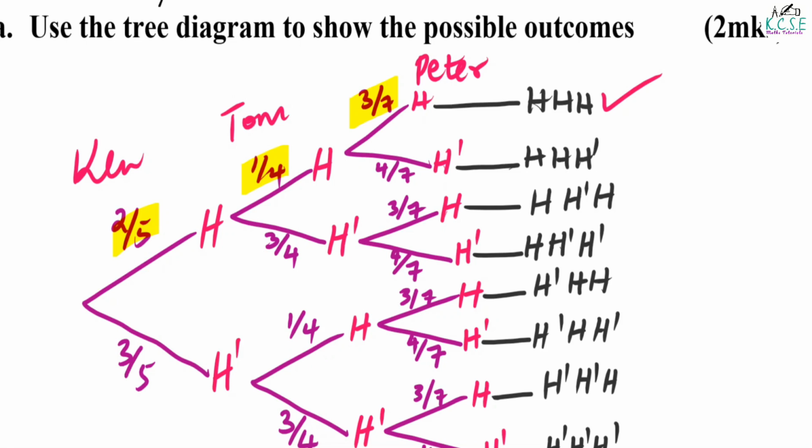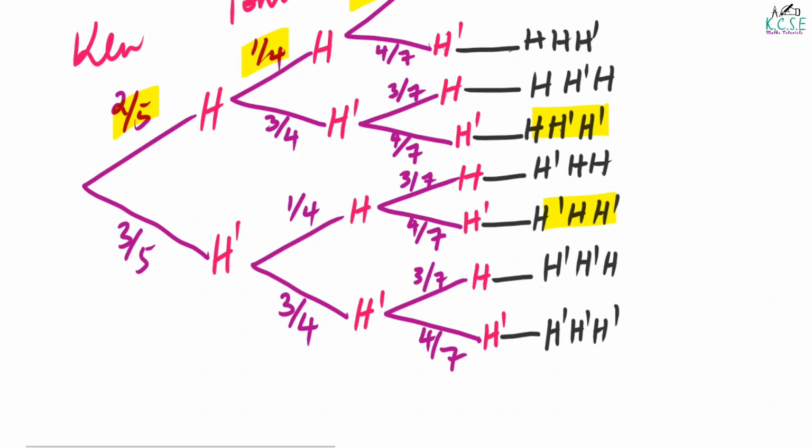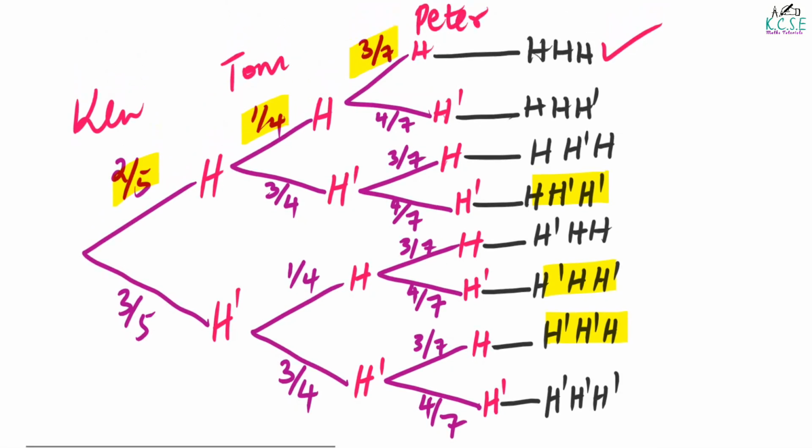This one is hitting, two are missing. Then here two are missing and one is hitting. This one also. So those are the instances. We are looking for instances where only one hits the target. So here two misses, one hits, the second one. So these are the ones that I have highlighted that represent the probability that only one hits the target.